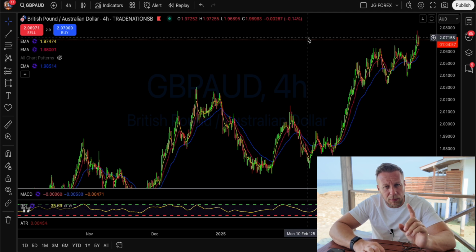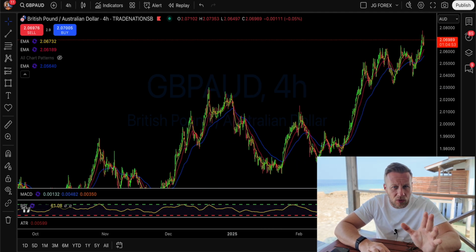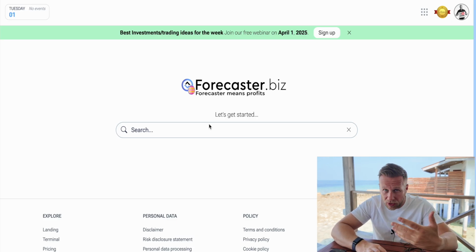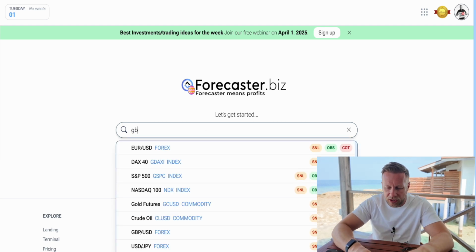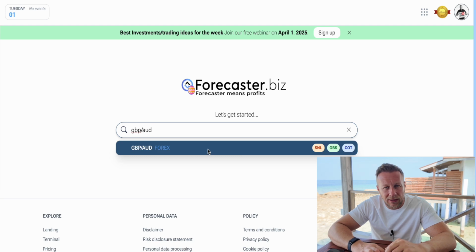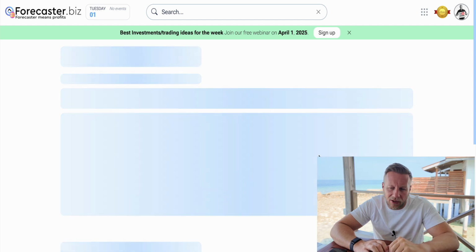So this is TradingView, but before I share with you the technical analysis, what I want to go and share with you is Forecaster. Now you guys know that I love this tool, and I want to give you some ways that you can use this to enhance your trading. So let's just type in GBPAUD. I'm going to be looking at the pound Aussie, which is a Forex pair, and I'm going to go straight over to the Seasonality tab by clicking that SNL.